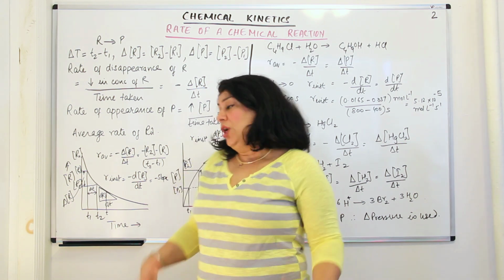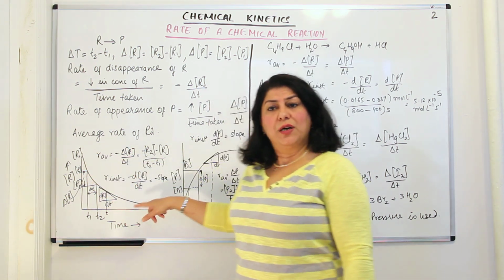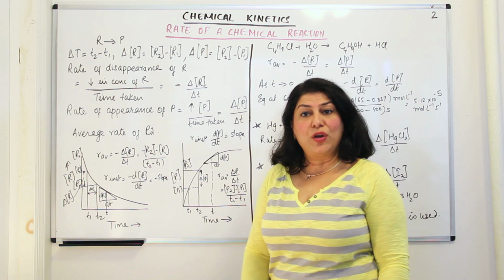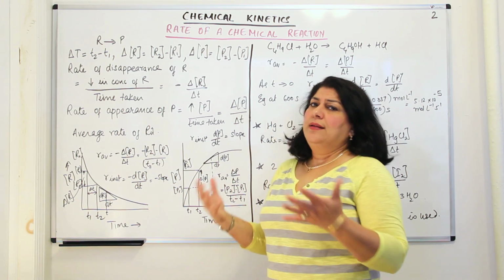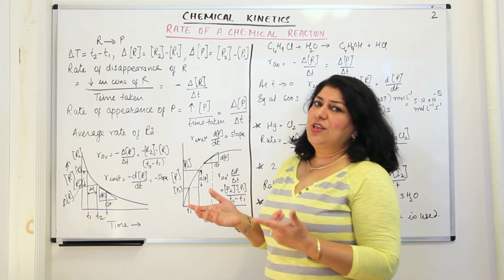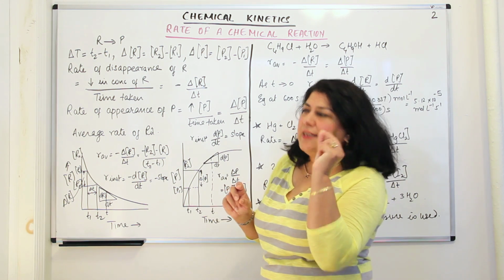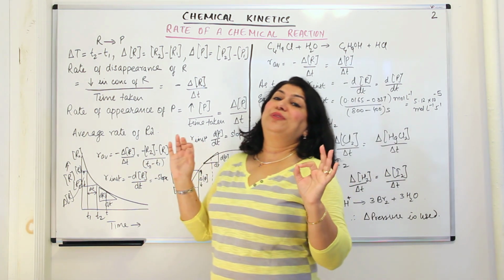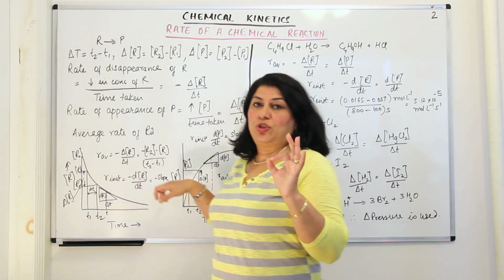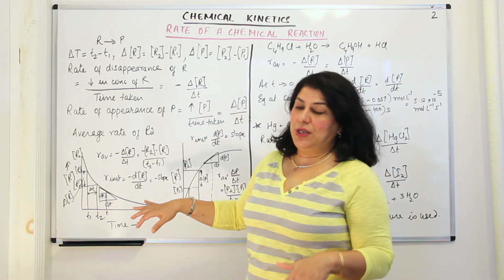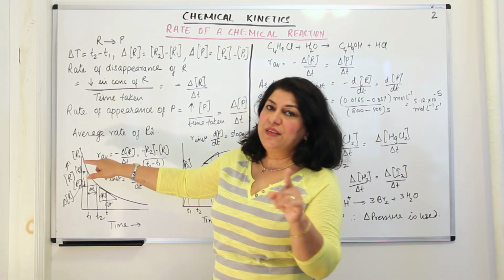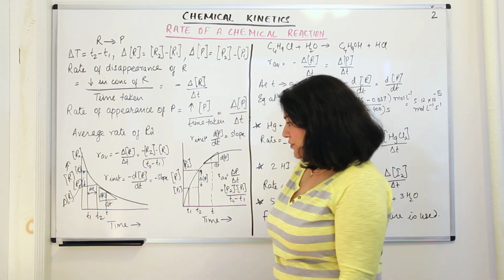In that instant, you will again look at the same curves for both the products and the reactants if you have to calculate the instantaneous rate. The method is the same. The change in concentration of the reactant or the product divided by the time taken. If it is a reactant, you will put a negative sign. If it is a product, it will remain a positive sign.